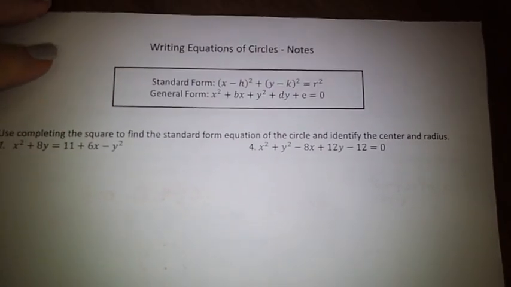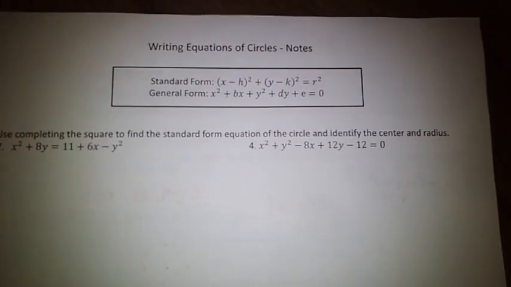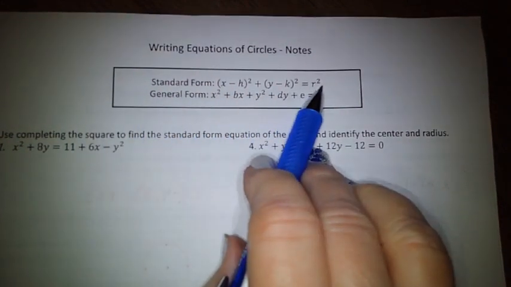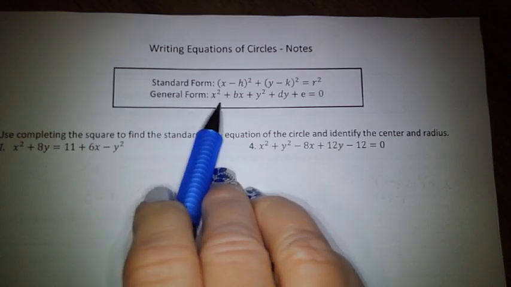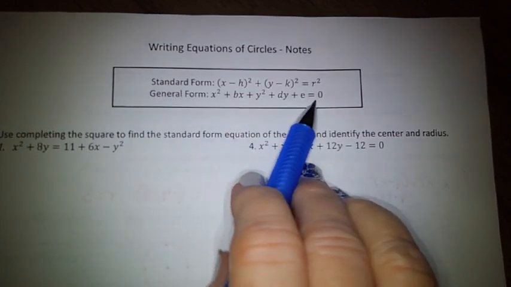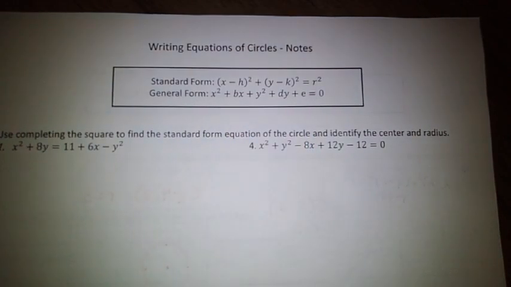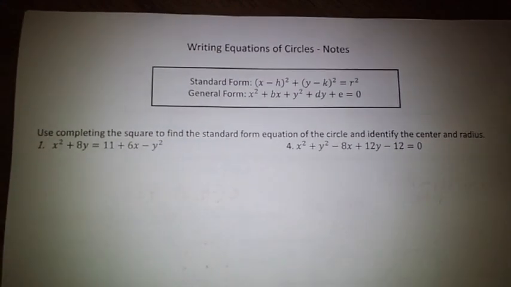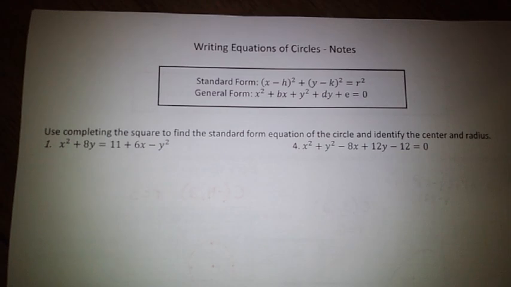In a previous lesson, we learned about the equation of a circle, and that was the standard form equation. Today we're going to learn how to take the general form of the equation and turn it into the standard form. We're going to do that by using a process called completing the square. This is a process you should have learned in Algebra 1, but it's been a while, so we're going to refresh your memory on it.